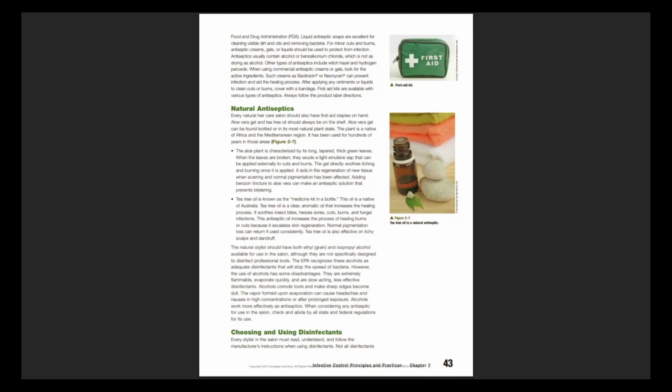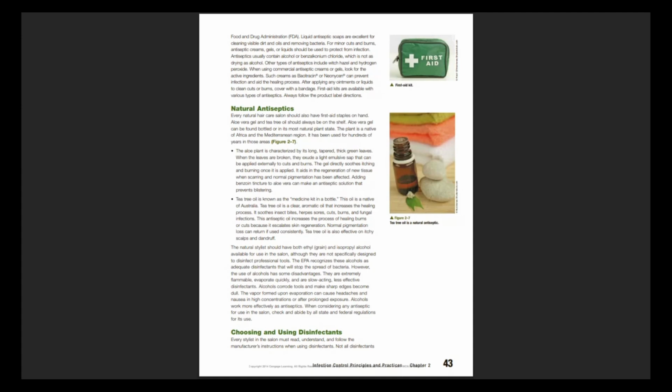Creams such as bacitracin and neomycin can prevent infection and aid the healing process. After applying any ointments or liquids to clean cuts or burns, cover with a bandage. First aid kits are available with various types of antiseptics. Always follow the product label's directions. Natural antiseptics. Every natural hair care salon should also have first aid staples on hand. Aloe vera gel and tea tree oil should always be on the shelf.